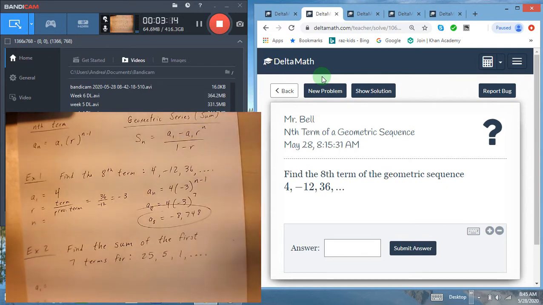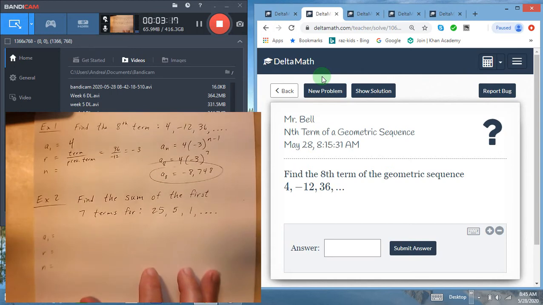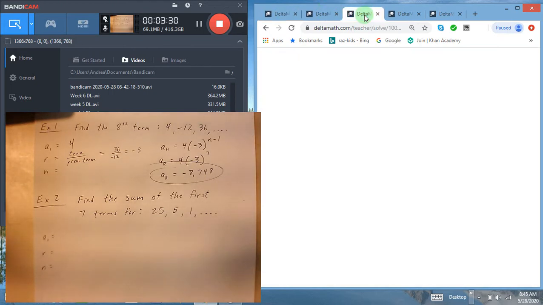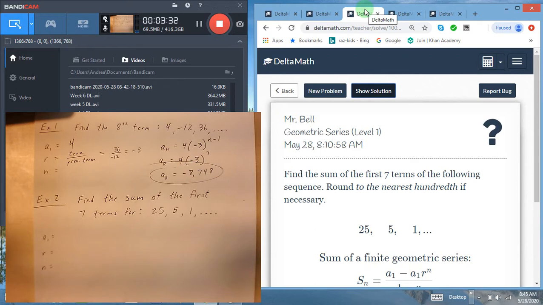Let's go ahead and move on to some problems. The title of this one is Geometric Series Level 1. It reads, find the sum of the first 7 terms of the following sequence. Round to the nearest hundredth if necessary. And here's our sequence. When it's decreasing, it usually means your multiplier is going to be less than 1. We're taking a fraction of the previous number to get to the next number.